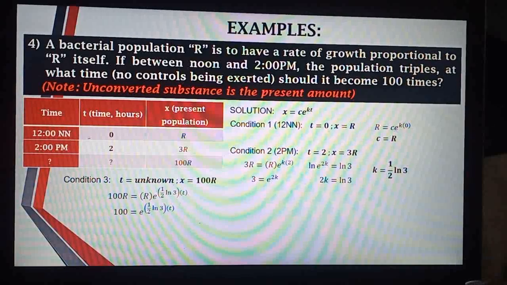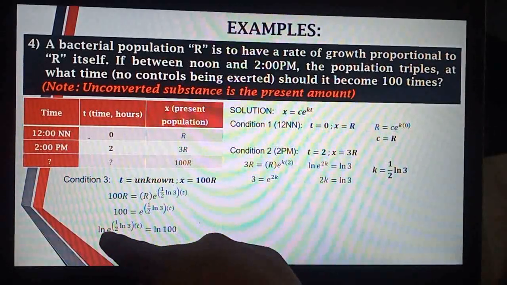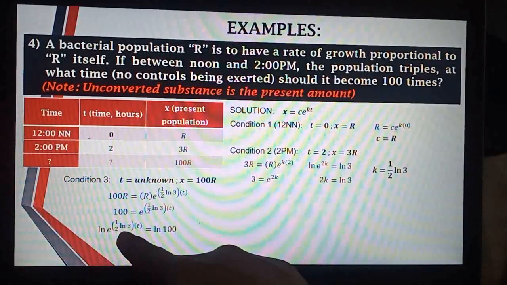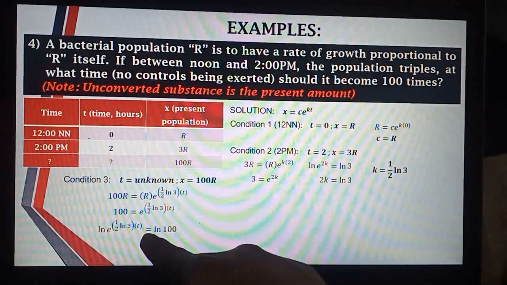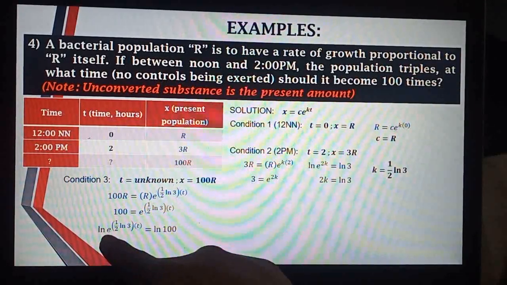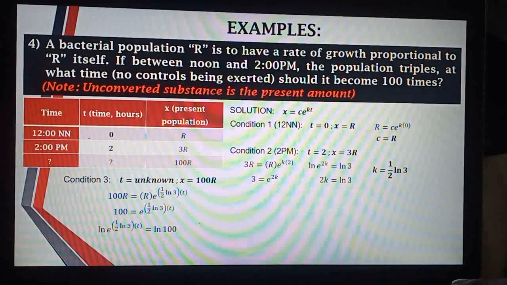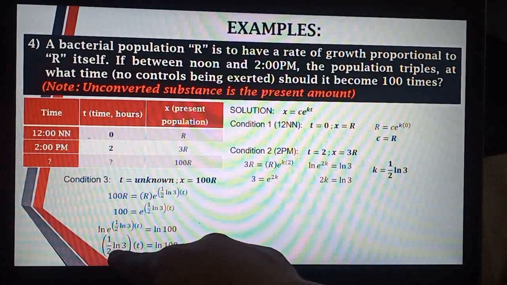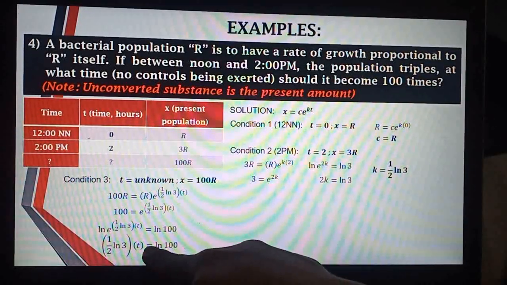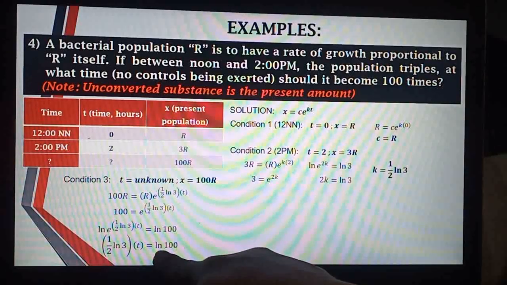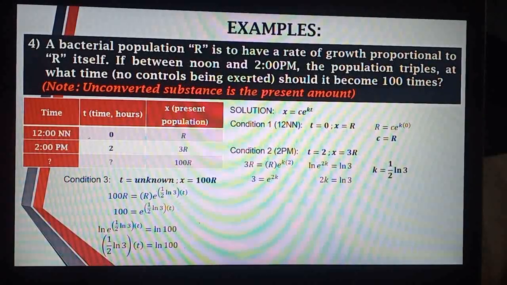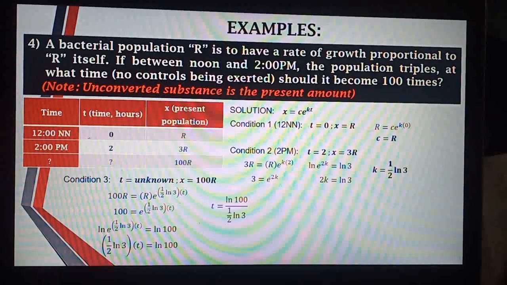Taking the ln of both sides, you will now have ln of e raised to 1/2 ln 3 multiplied to t equals ln of 100. Now ln e, what remains is the exponent, which is 1/2 ln 3 multiplied to t, equal now to ln of 100. Now, we divide by 1/2 ln 3. The equation becomes t equals ln of 100 all over 1/2 ln 3.